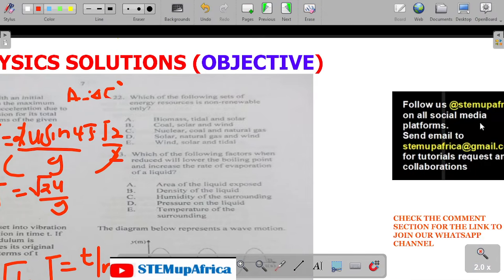22. Which of the following sets of energy resources is not renewable? We have two types of energy: energy is either renewable or not renewable. So what is not renewable? I will go with coal, nuclear, and natural gas, which is option C. 22 is C.